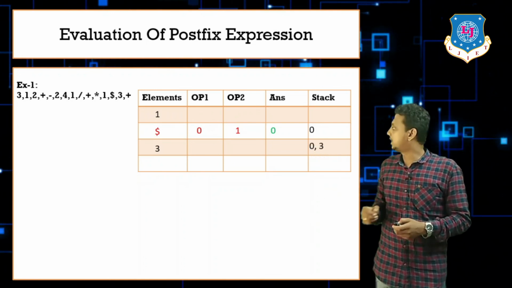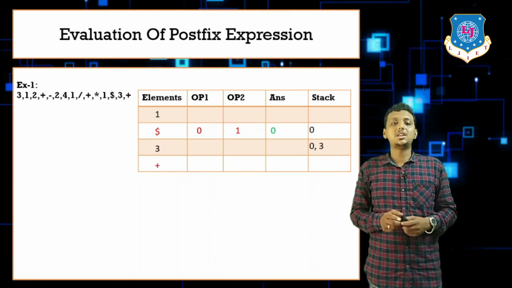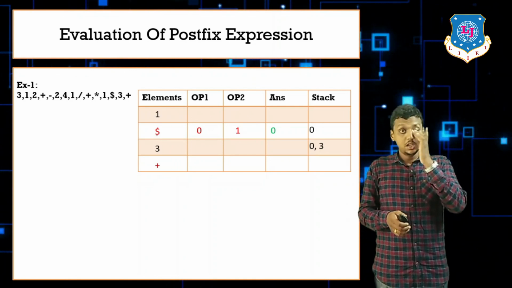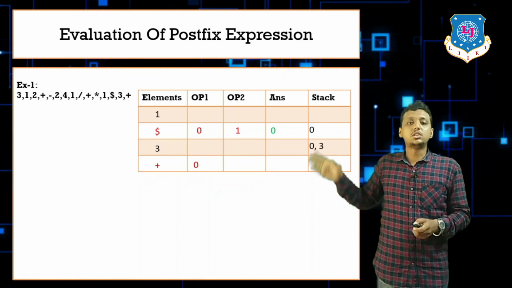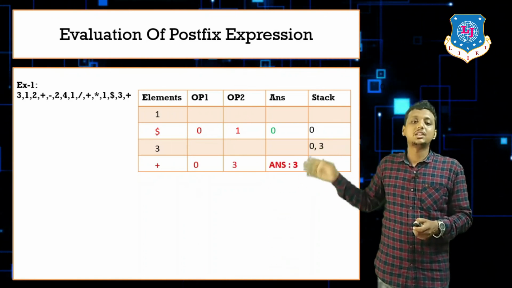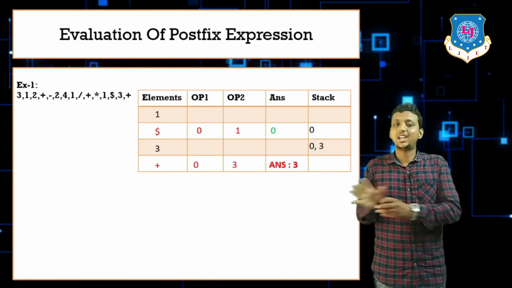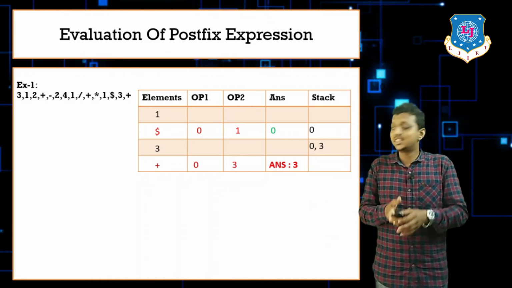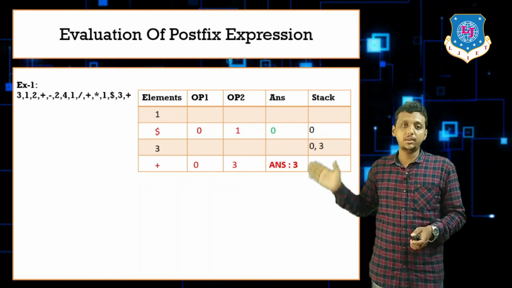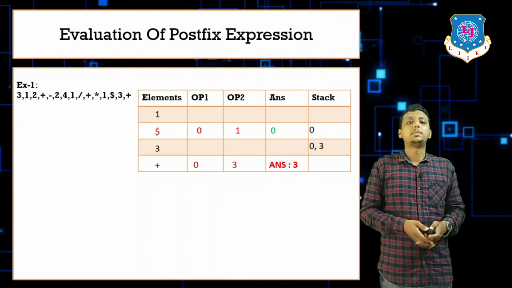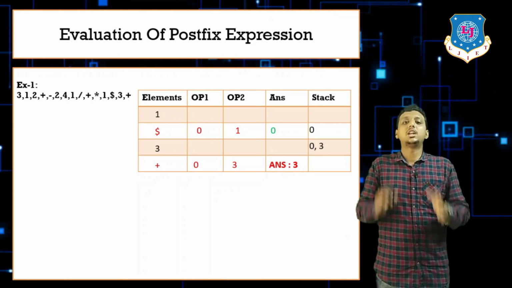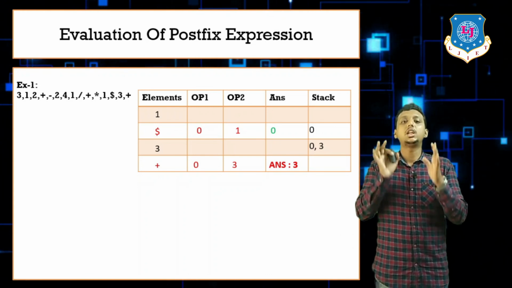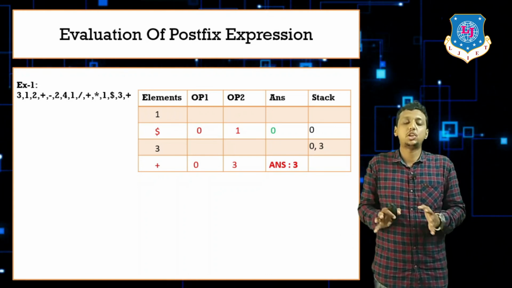The next is 3 with us. So 0, 3. Next we have the plus. This is the last element. So students, we just need to pop both elements from the stack. They are 0, 3. So 0 plus 3 becomes 3. Now check: the stack is empty. Is there any character left in your input string? Yes or no? No. That means all things are clear. So the answer is 3. This is your final answer after evaluating your postfix expression.